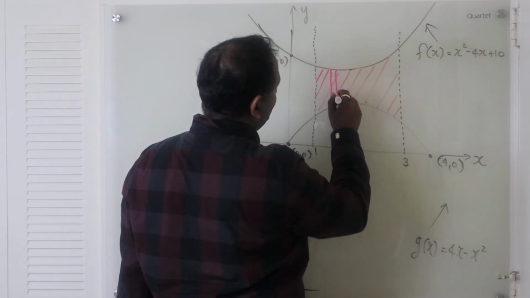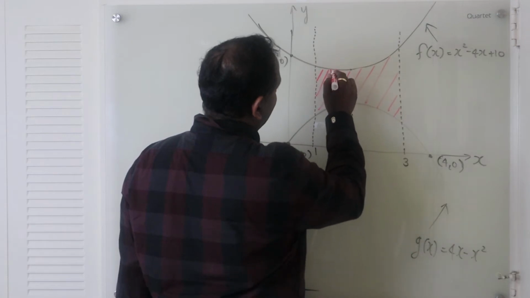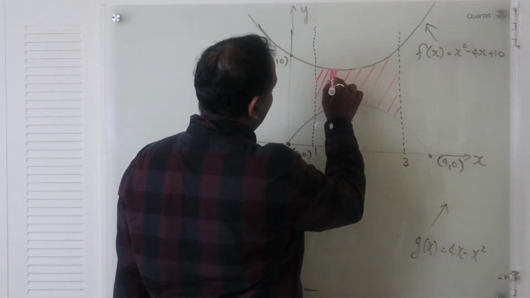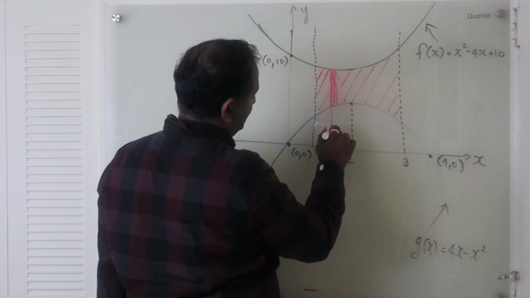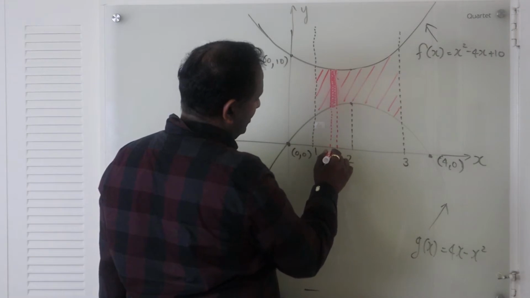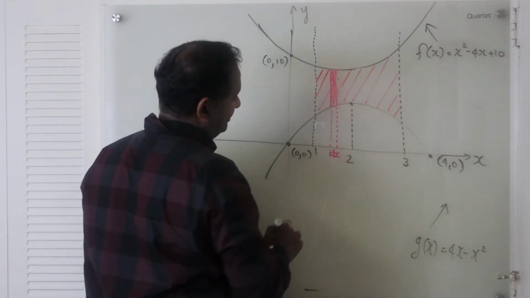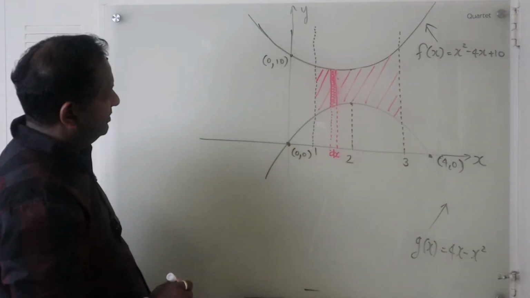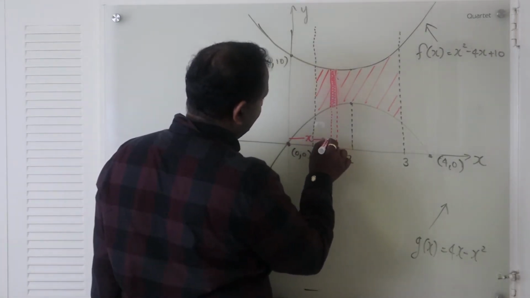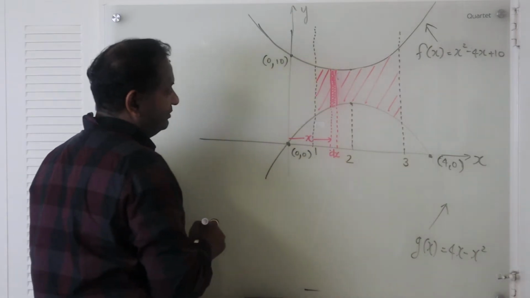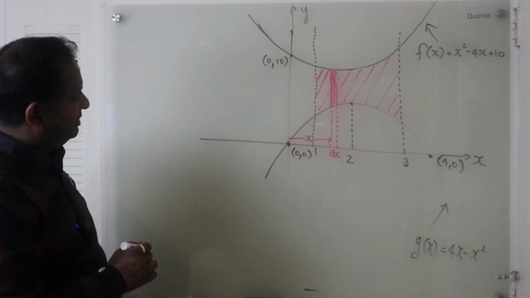I'm going to focus on a small strip. See? Small strip. You see this strip? If I go down, this strip has a very small thickness called dx. I pick this one from the y-axis at distance x. You see? At distance x.